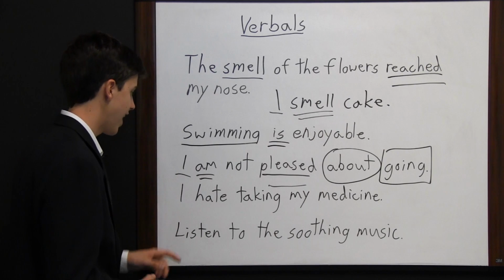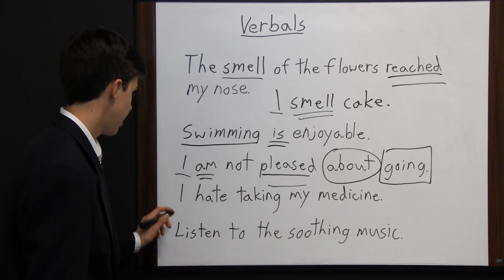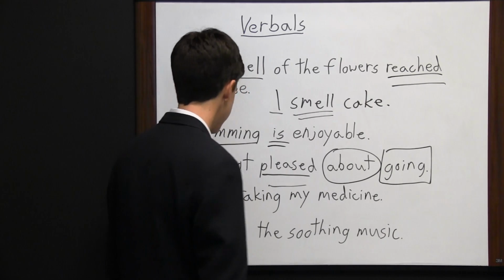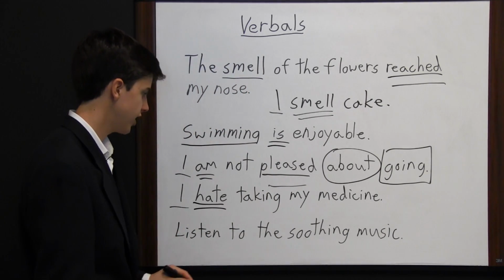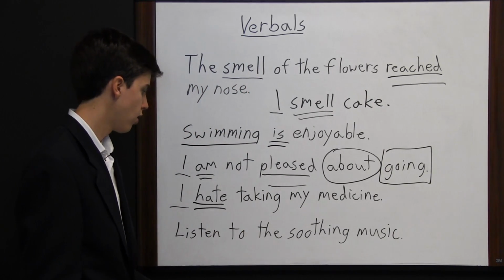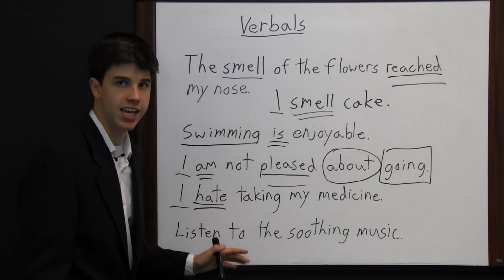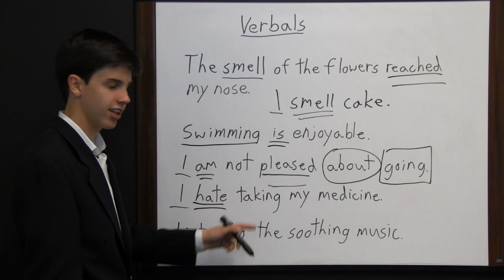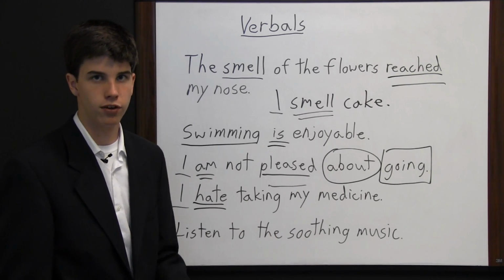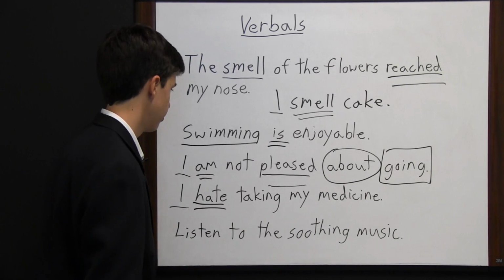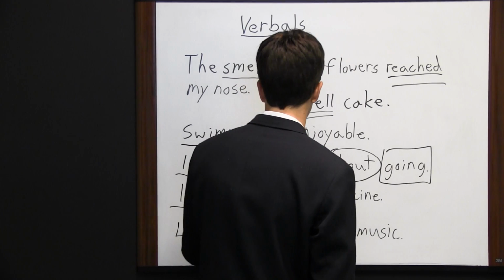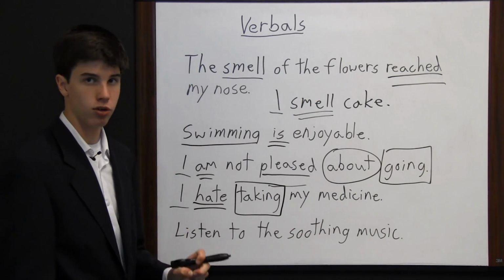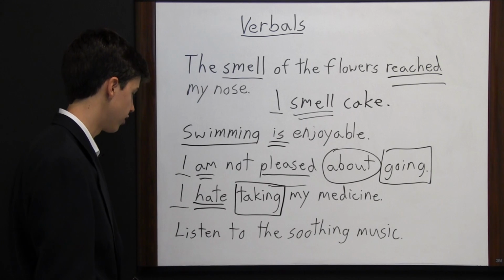Now look at this sentence. I hate taking my medicine. I is the subject, and hate is the verb. Now, the temptation here is to think that taking is the verb, or that hate taking collectively is the verb phrase. But hate is the only verb here. Taking can sometimes play the role of a verb, but in this case, it's a verbal, and so it's the object of the verb. That's the role that taking is playing right there.